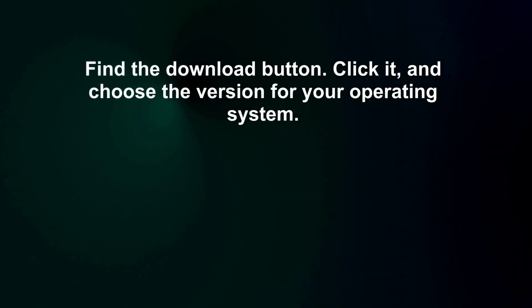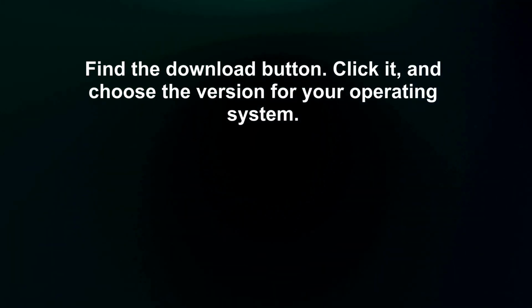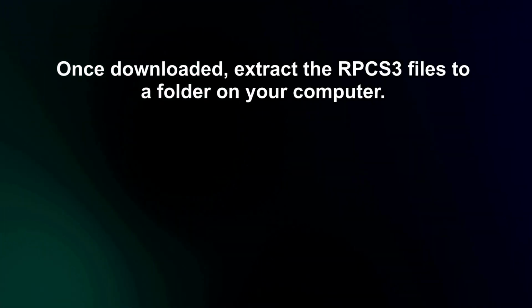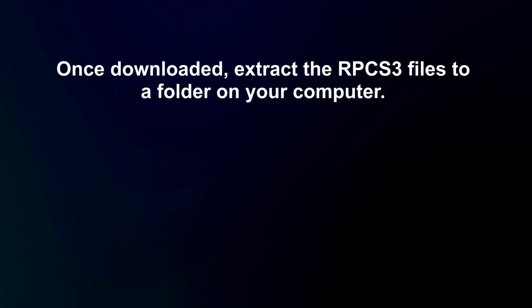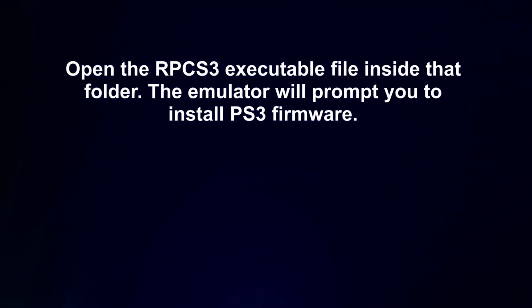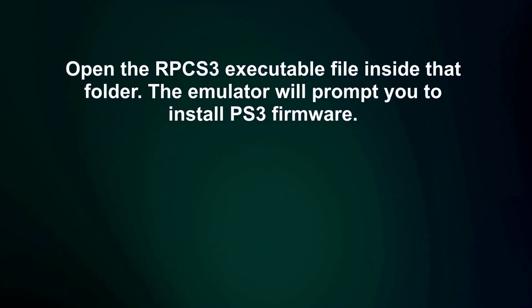Find the download button, click it, and choose the version for your operating system. Once downloaded, extract the rpcs3 files to a folder on your computer. Open the rpcs3 executable file inside that folder.